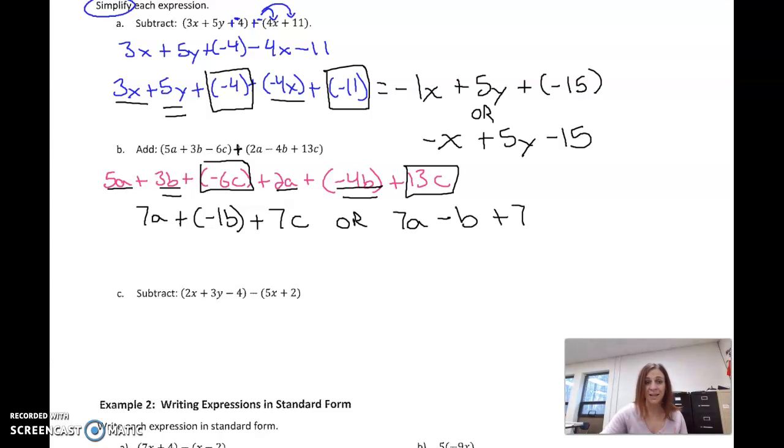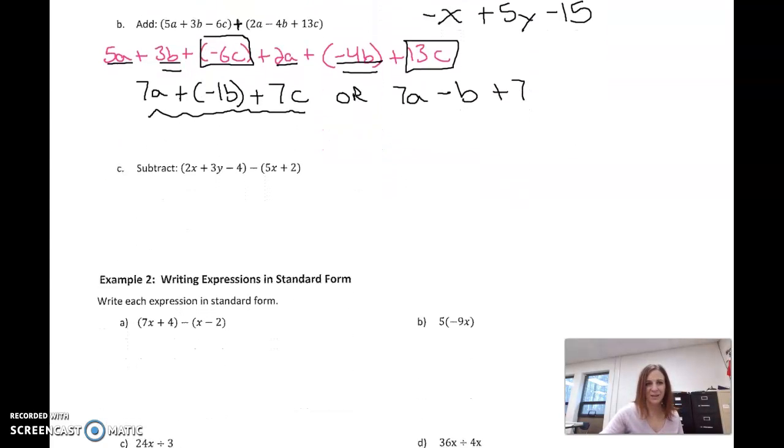Okay, that's it. It is okay to leave your answer with a's, b's, and c's. That's what simplify means. Okay. Oh, another subtract one. Let's practice it.